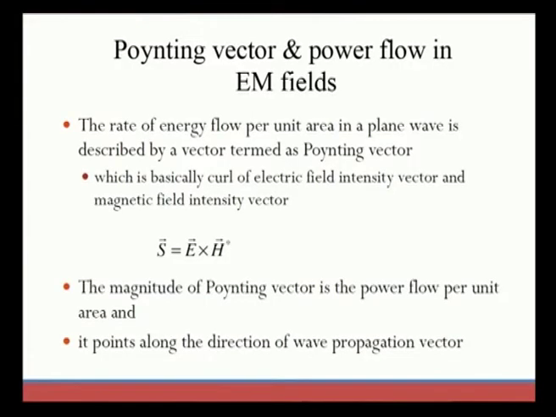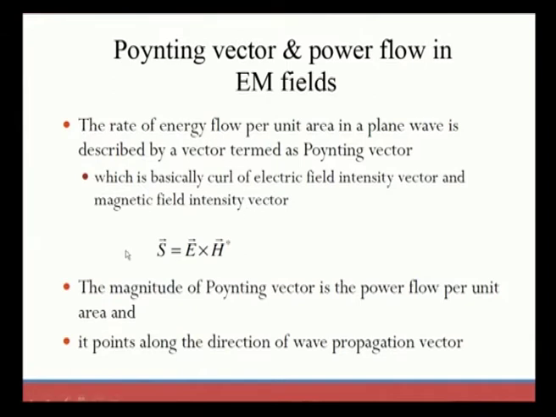And the Poynting vector is basically represented like this. It is basically the cross product of the electric field intensity vector and the magnetic field intensity vector. So this is the definition of a Poynting vector, and the rate of energy flow per unit area is represented by this, the cross product of the electric field intensity vector and the magnetic field intensity vector.